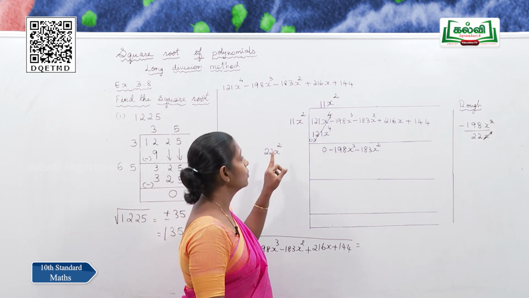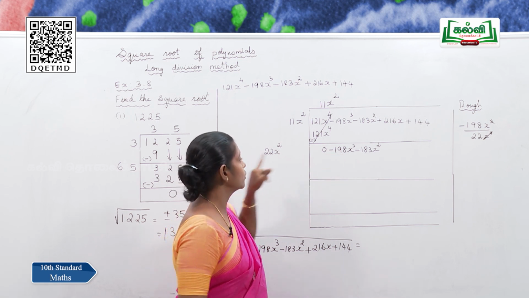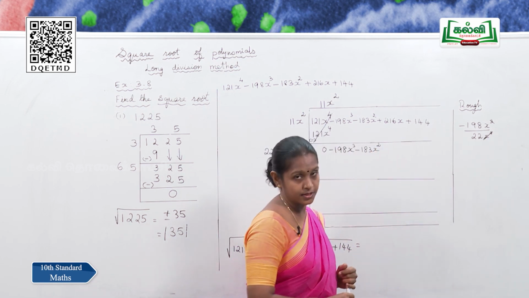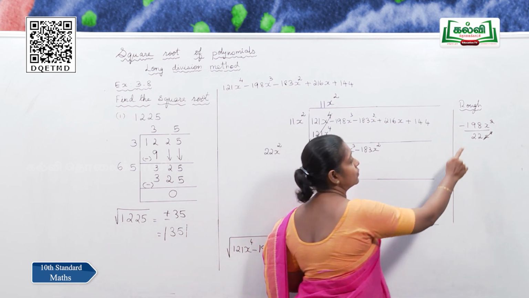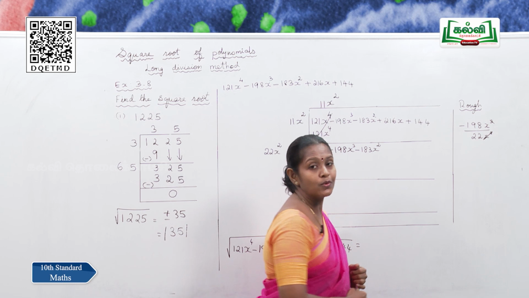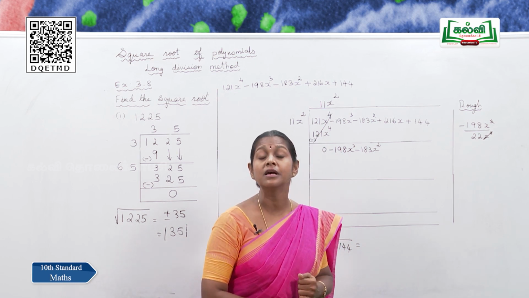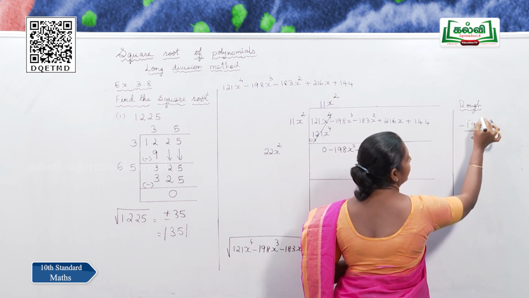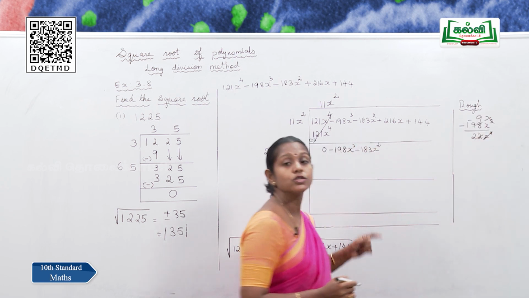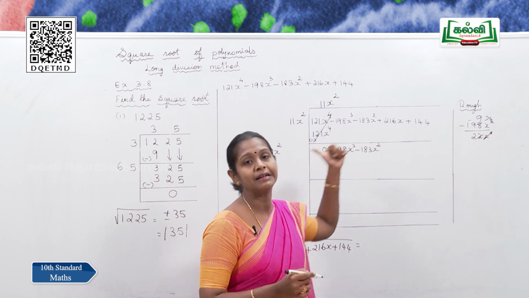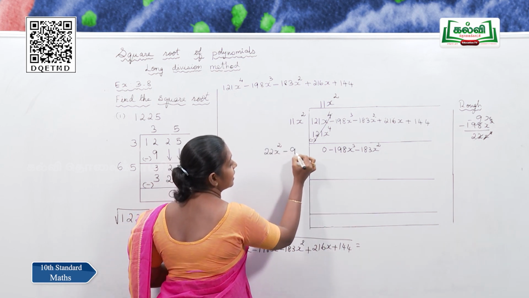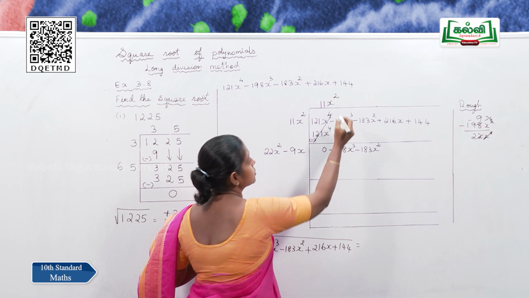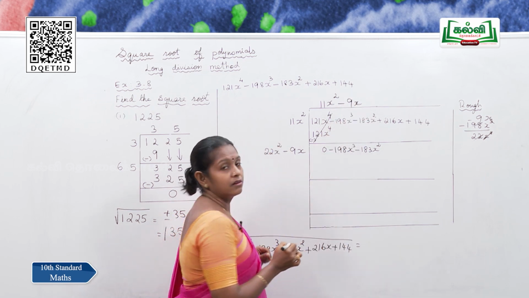Okay. So, you have to divide this minus 198x cubed by 22x squared. When you divide, you have to cancel this x squared and x cube. What will you get? X. Very good. And if you divide this minus 198 by 22, it will be what? How many times 22 is minus 198? Of course, it is 9. Cancel it. What will you get? Minus 9x. So, that is the new term you are going to introduce. I have to write minus 9x in the divisor place and at the same time in the quotient also. So, minus 9x. Is it okay?